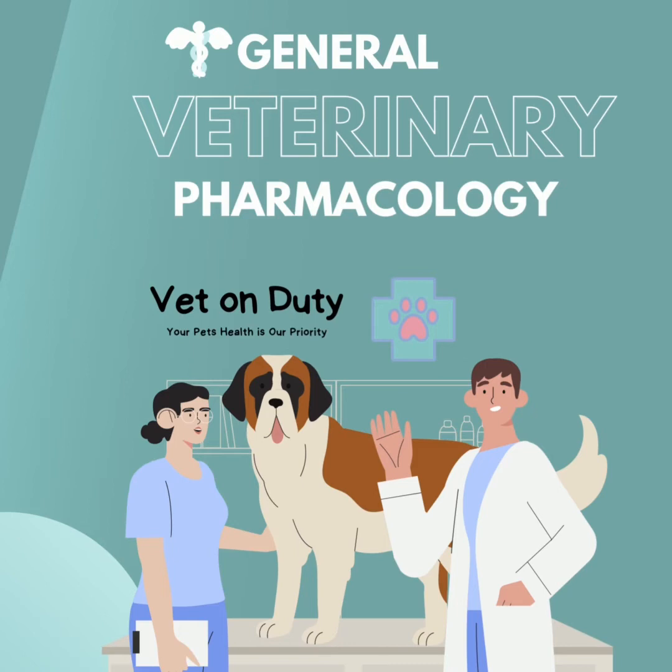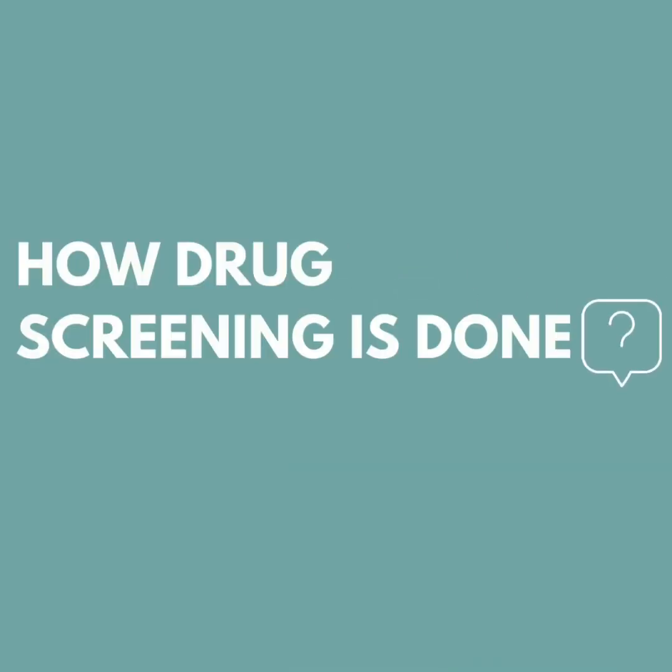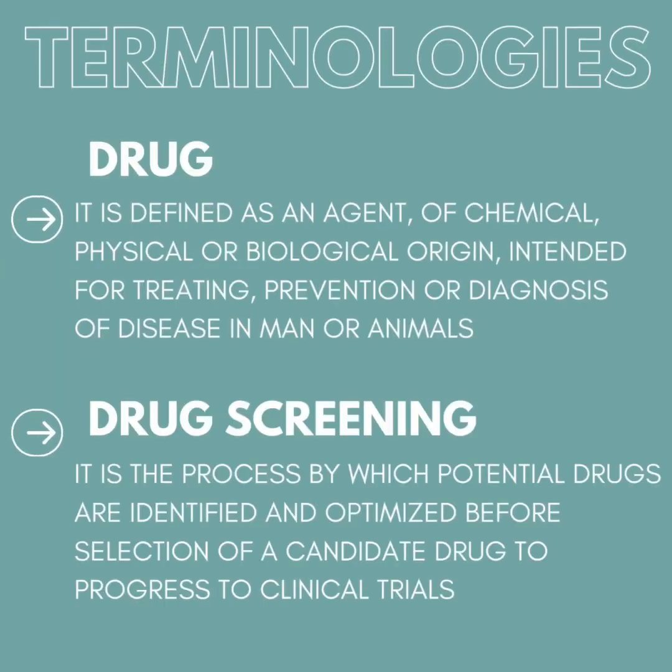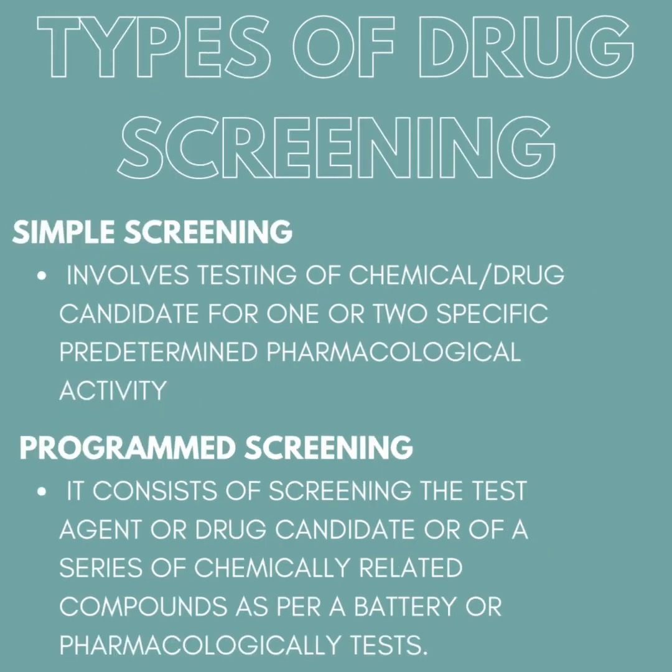For starters, let us be familiarized with the terminologies that are associated with drug screening. Drug is defined as an agent of chemical, physical, or biological origin intended for treating, prevention, or diagnosis of disease in man or animals. Drug screening is the process by which potential drugs are identified and optimized before selection of a candidate drug to progress to clinical trials.